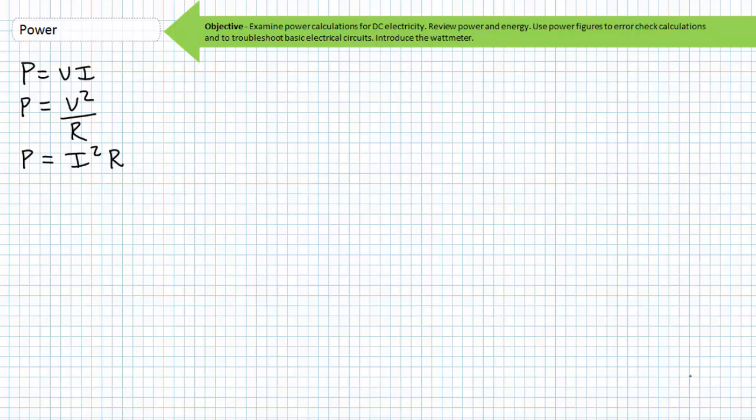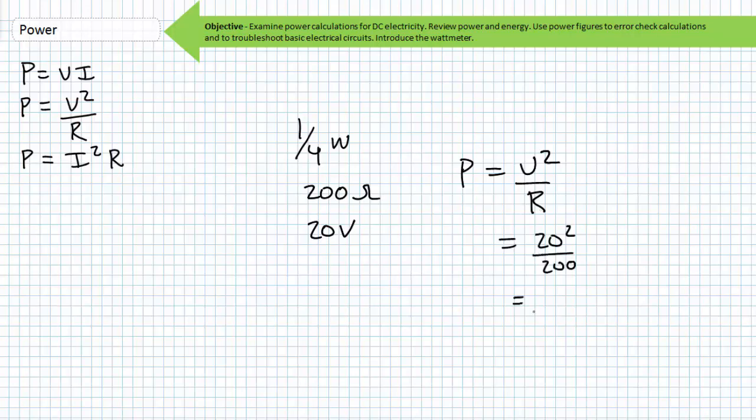In addition to Ohm's law calculations, do the power calculations first. Is it safe to use a 200 ohm resistor with a 1/4 watt power rating hooked up to a 20 volt source? If power is equal to voltage squared divided by resistance, 20 volts squared divided by 200 ohms yields 2 watts. No way is that safe. That 1/4 watt resistor is going to light up like a Metallica concert. At minimum, we need a resistor with a 2 watt power rating.